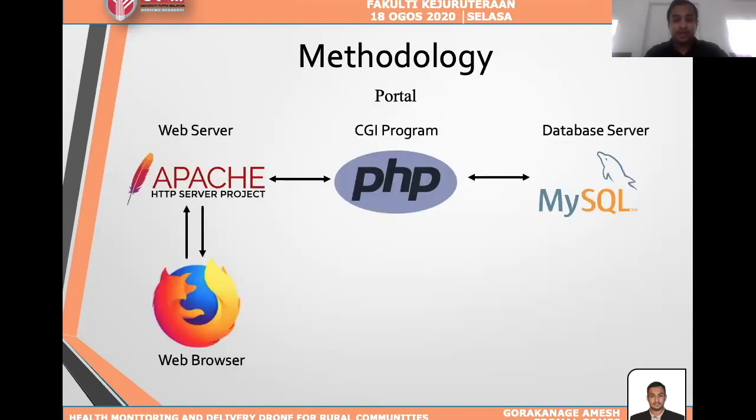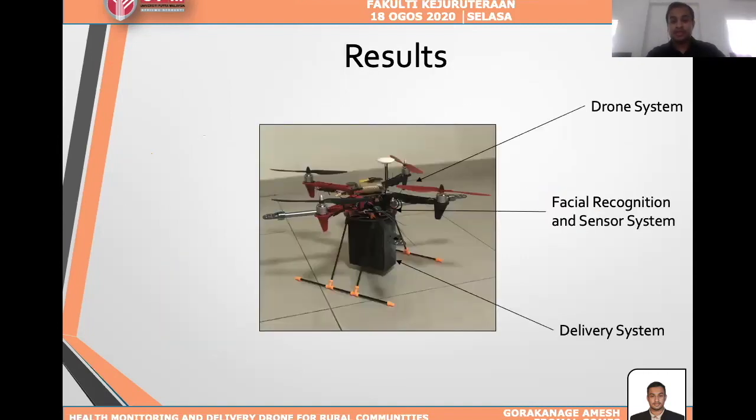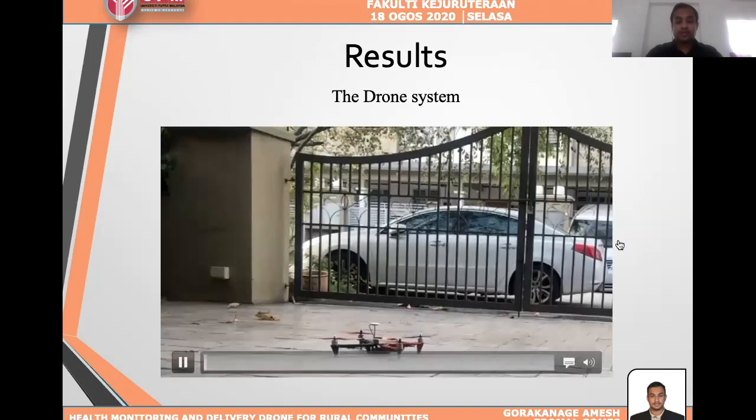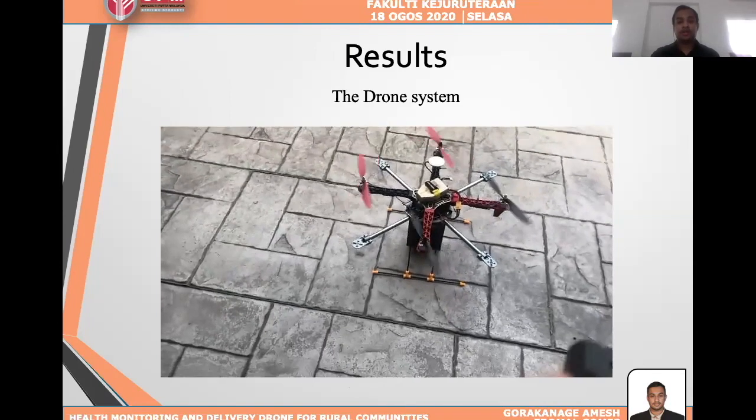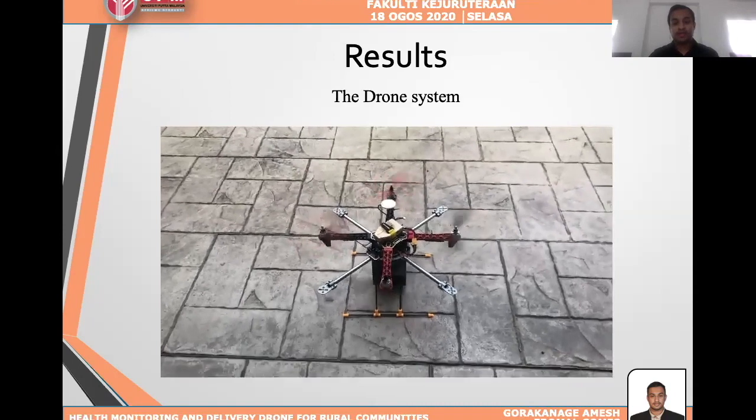So a bit of the methodology and the portal. This is the drone with the three combined hardware systems in place. And this is when the drone testing is done. As you can see, quite a bit of testing has been done in order to get the stability right. The stability is done through software called the NASA Drone Assistant Lite.